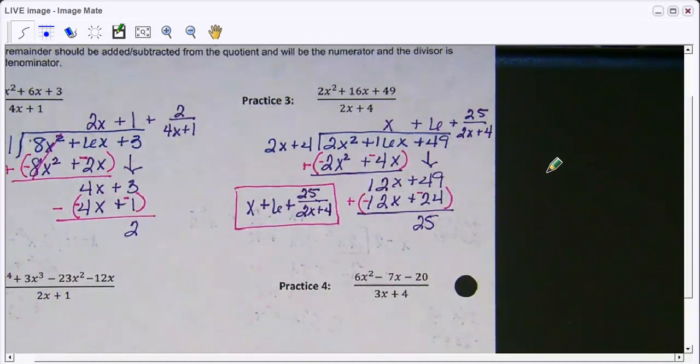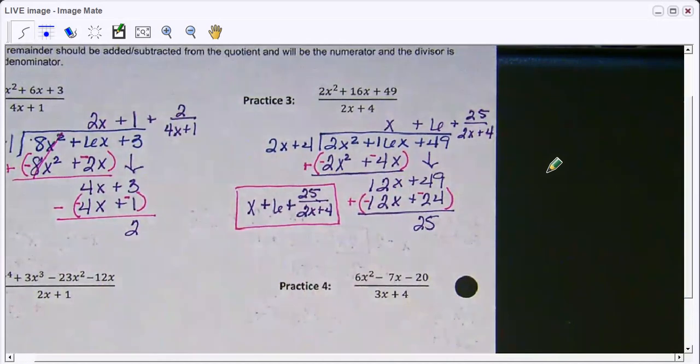This is my final answer right here. Okay. Go ahead, if you didn't get this right, figure out what your mistake was. And then we're gonna move on to example and practice 4. And I believe that these two you can try on your own. But is there anyone who wants me to do example 4 with you?